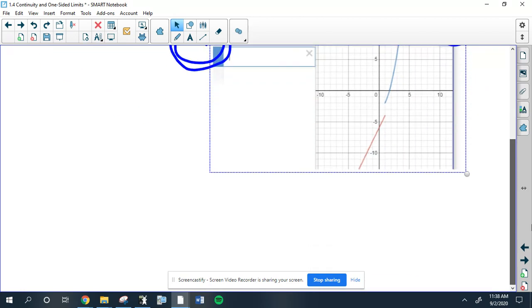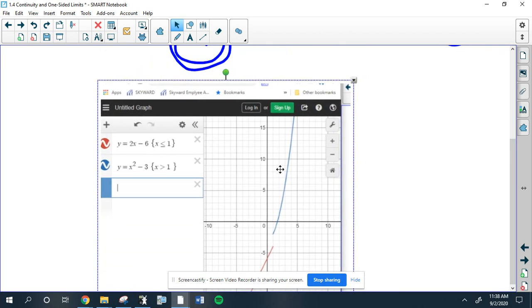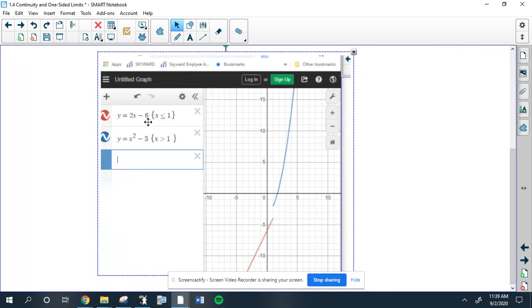To graph this piecewise function, you would type in 2x minus 6, and then you have to use these squiggly brackets here, and that would give you your domain. I put x is less than or equal to 1. To get that, all you do is type x, the less than sign, and then hit equals right after you hit the less than sign, and it will change to less than or equals. So that's pretty easy. And it shows you that piece is the red graph, this piece is the blue graph. So that's what the graph actually looks like.